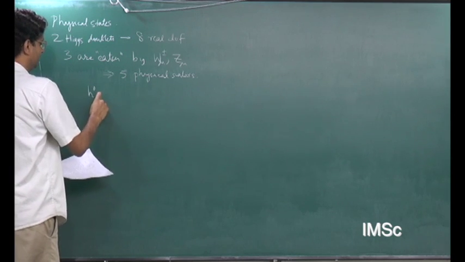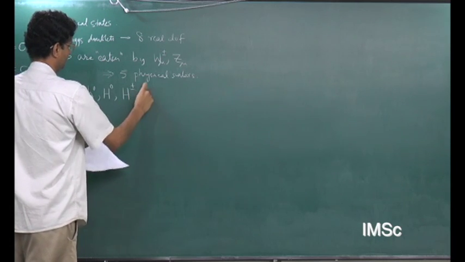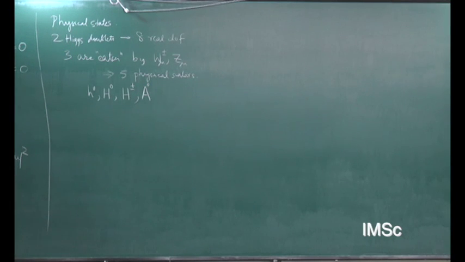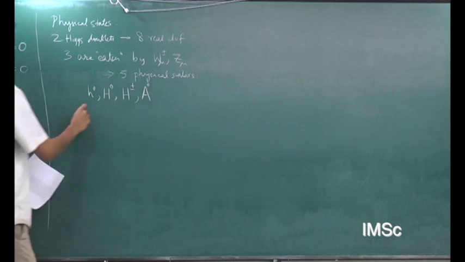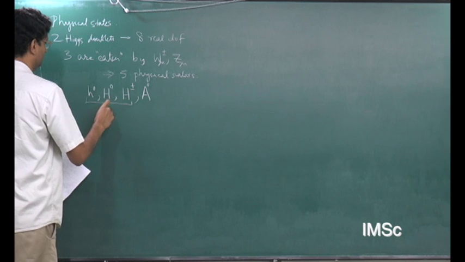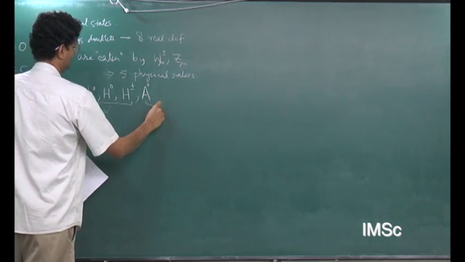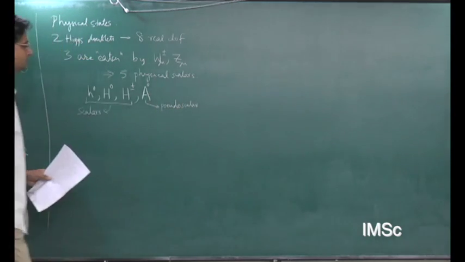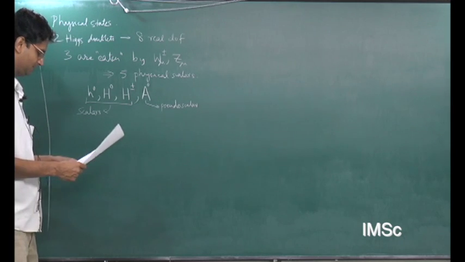They are usually denoted as h0, H0, and then H plus minus, and then A0. So 2, 3, 4, 5. These are scalars, and this is a pseudoscalar. So this is the Higgs content, the physical content in the MSSM.